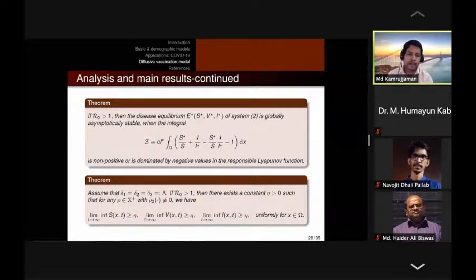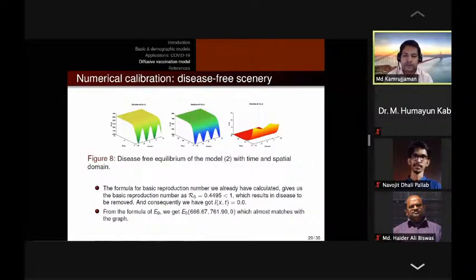Now, the numerical calibration. The first three diagrams in figure 8 show the disease-free equilibrium of model 2 over time and a spatial domain. Here is the S class population, here is the vaccinated population, and here is the infected population. Take these PDE figures with respect to time: after a certain time, I tends to zero, which means there is not a single I class individual. So what is the calculation in the limit? The formula for the basic reproduction number for this study shows that R naught is 0.4495, less than 1. So definitely, according to our second theorem, the DFE should be stable.